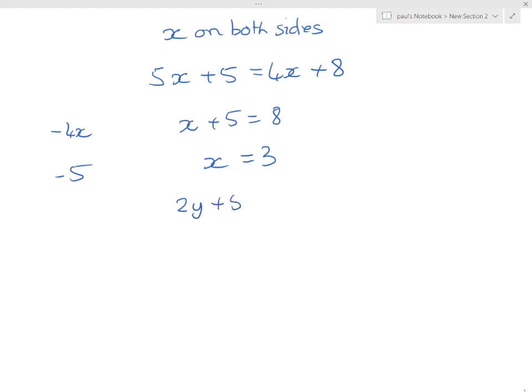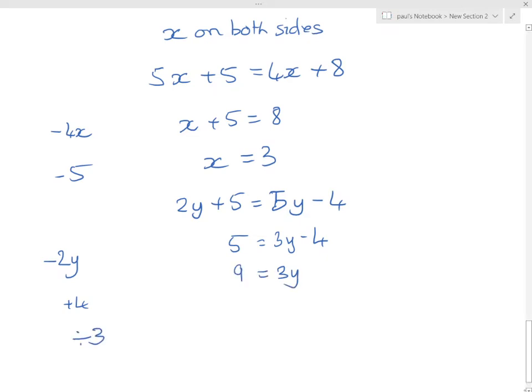2y plus 5 equals 5y minus 4. So let's get rid of the 2y to leave 5. 2y off that equals 3y minus 4. Now we're going to add 4. So that leaves 3y over there and 9 over there. Now divide by 3. So 9 divided by 3 is 3 equals y.